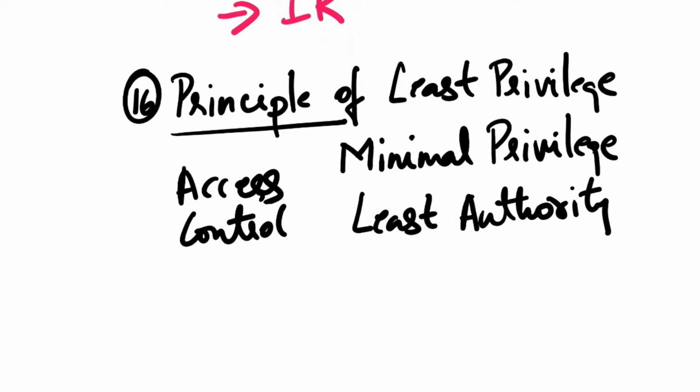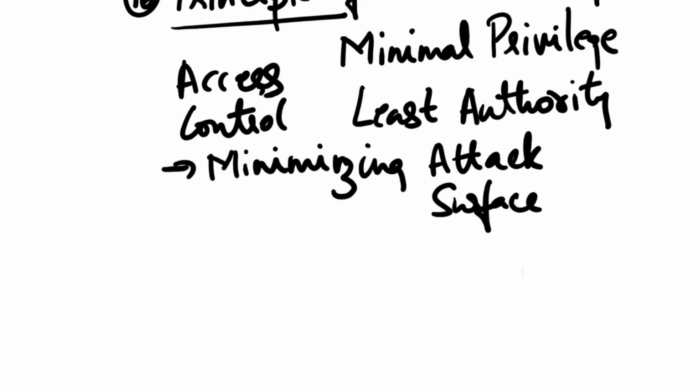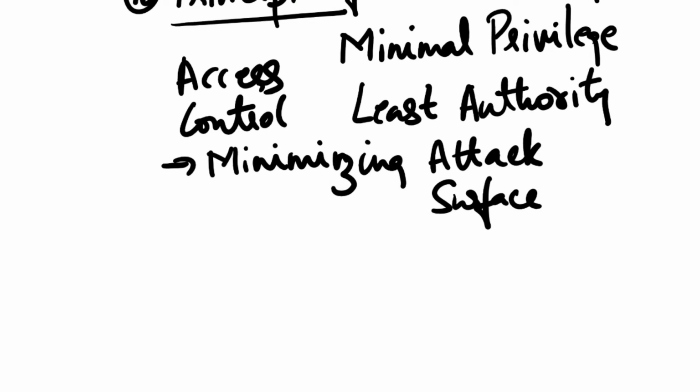In other words, users should have the least privilege required to carry out their job responsibilities, and any additional access beyond that should be restricted. Now, let's see how the principle of least privilege is related to vulnerability management. First one, minimizing attack surface. By following the principle of least privilege, organizations reduce their attack surface.